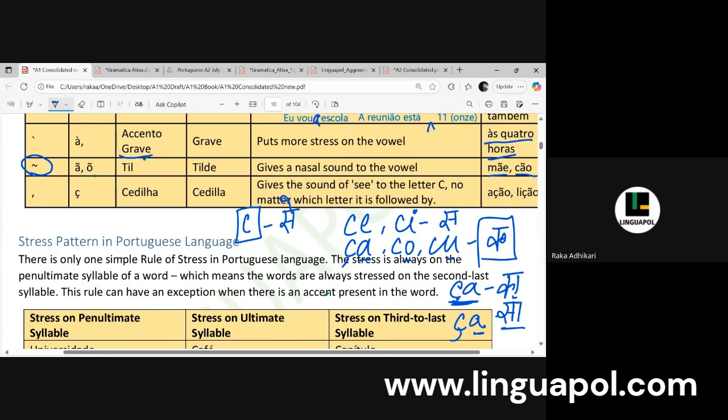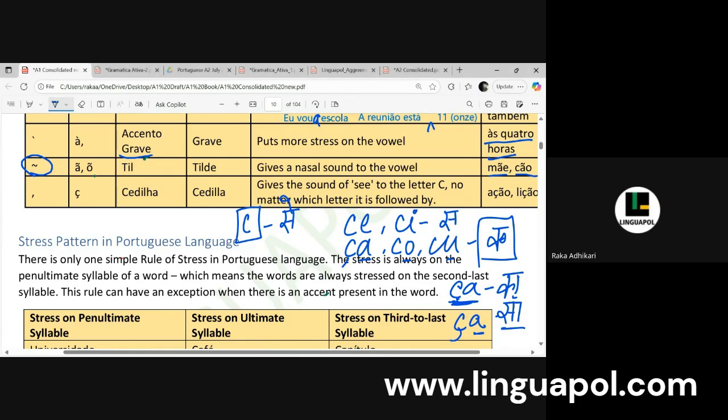This accent helps the sound of the letter C to convert from ka to sa, no matter which letter it is followed by. Now, is this thing clear to everyone? The concept is clear to all of you? Can you give me a thumbs up? If anybody has a doubt, or didn't understand and wants me to repeat, please ask. Ma'am, please can you repeat it? I didn't get it.